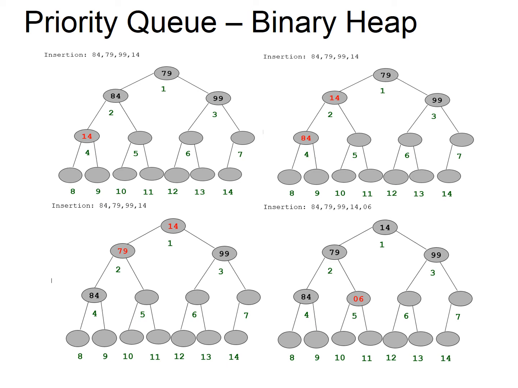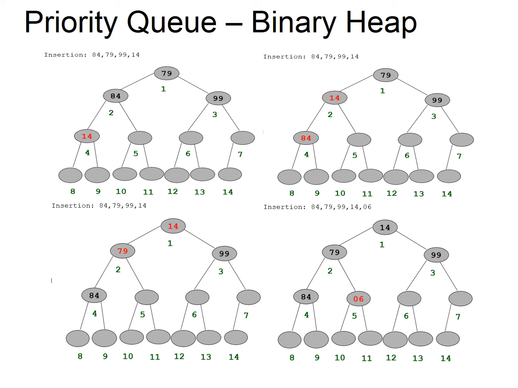Now we are going to check the heap order property after insertion. 14 checks whether its parent is less. It is not less, so 84 and 14 get swapped. Now again 14 checks whether its parent is less. It is not; 79 is greater than 14. So a swap happens between 79 and 14. The final diagram will be 14, 79, 84, and on the right side you will have 99.